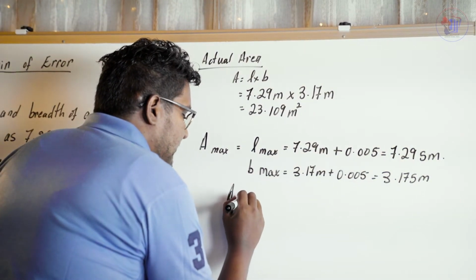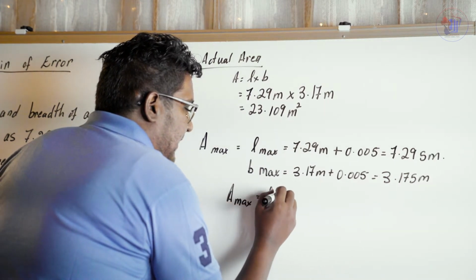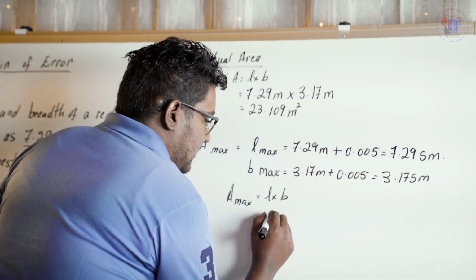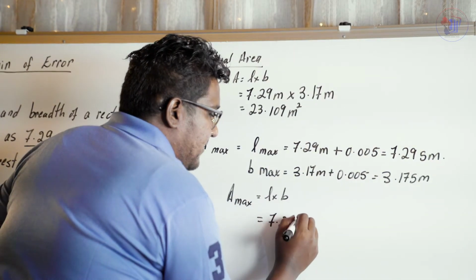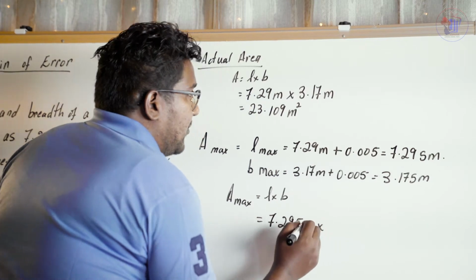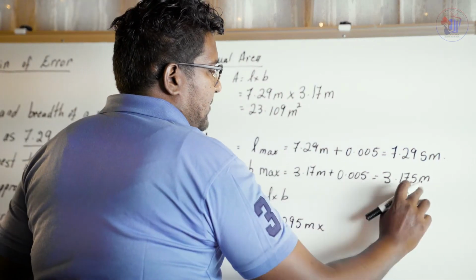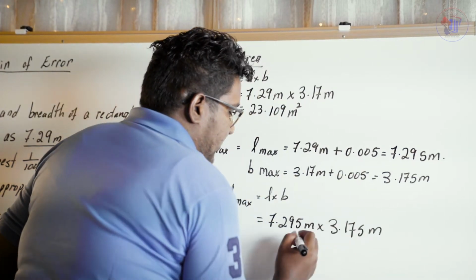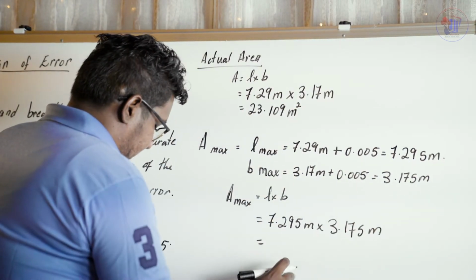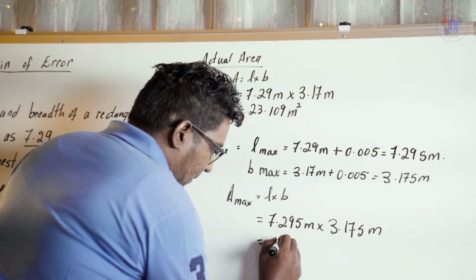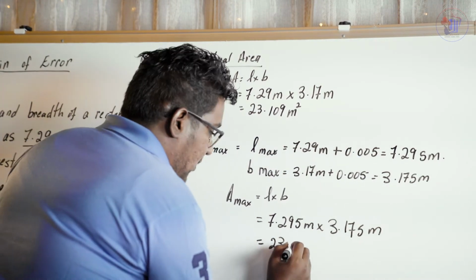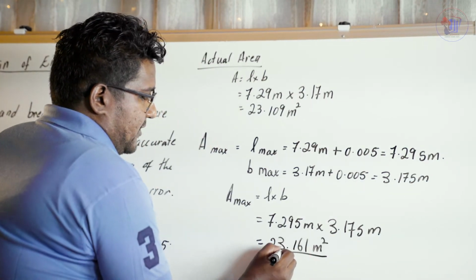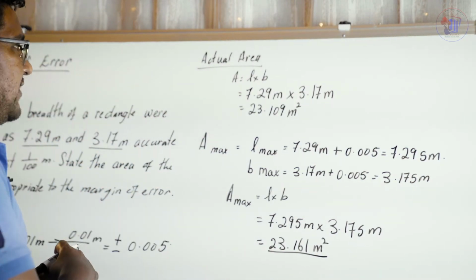So A max is equal to length times breadth, and that's going to be our maximum length, 7.295 meters, multiplied by our maximum breadth, and that's going to be 3.175 meters, and multiplying them I would get 23.161 meters squared. So this is the maximum area of this shape.